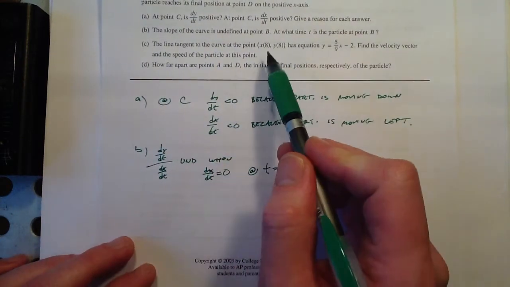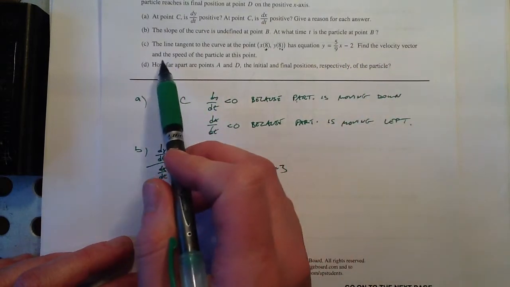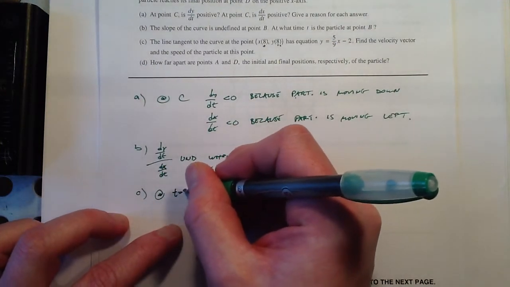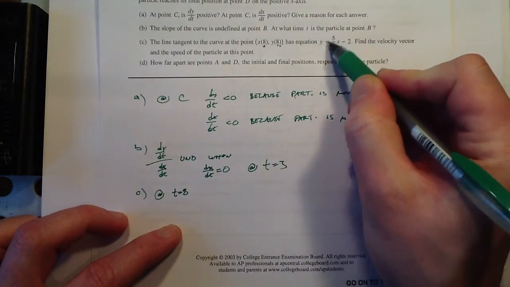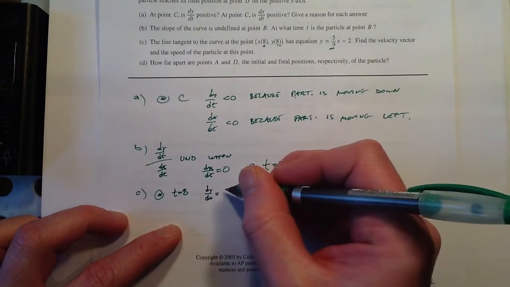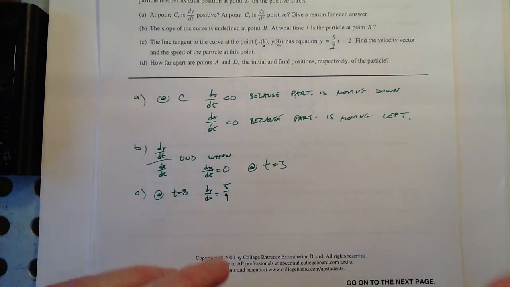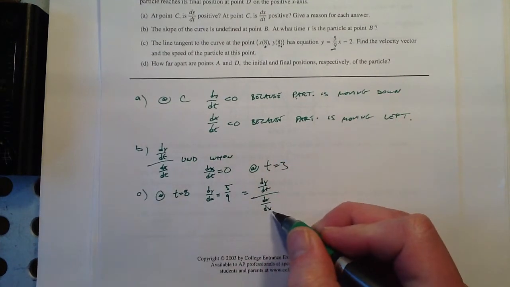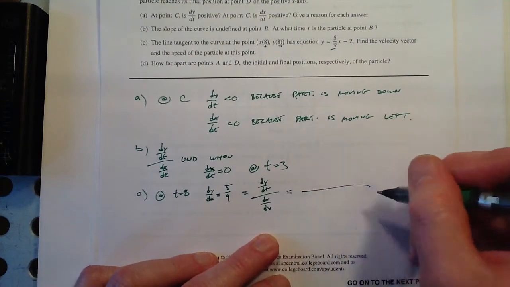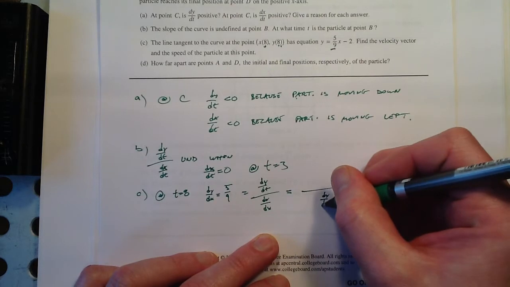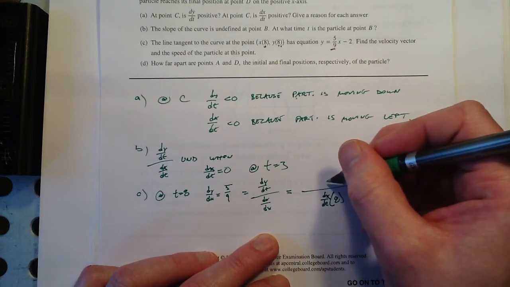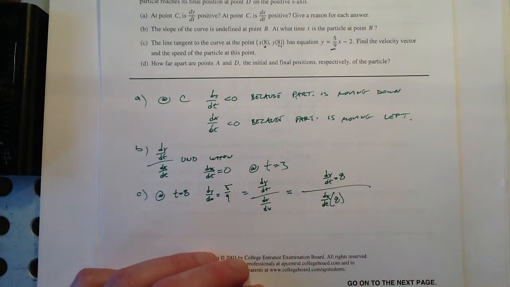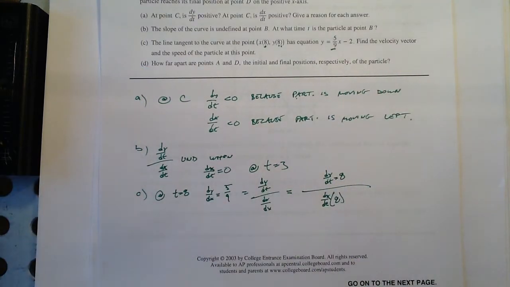Okay, the line tangent to the curve at time 8 has this equation. Find the velocity vector and the speed at this point. All right, what does that mean? This means at time 8, the slope, that's got to be dy dx, is equal to 5 over 9. But dy dx is also equal to dy dt over dx dt, and I have an expression for dx dt at 8. So I know this fraction, I can solve for dy dt, and then from that I can get the velocity vector and the speed.